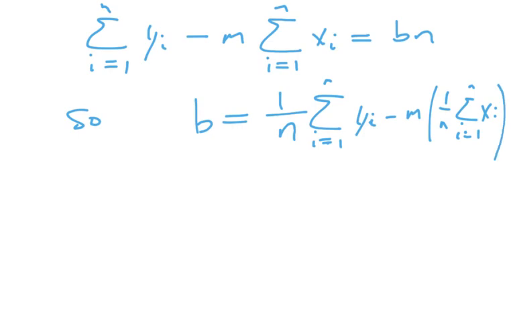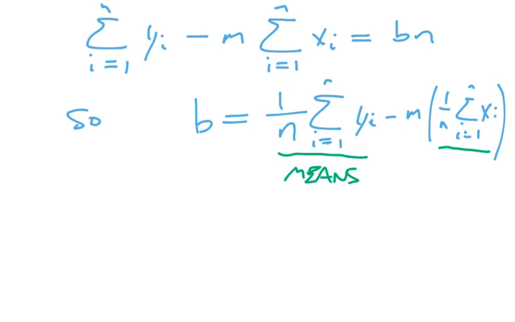And the reason why I've written it with the 1 over n's attached to the sums is because these things are means. Right? You're looking at what you'd call the sample mean of the yi's and the sample mean of the xi's.